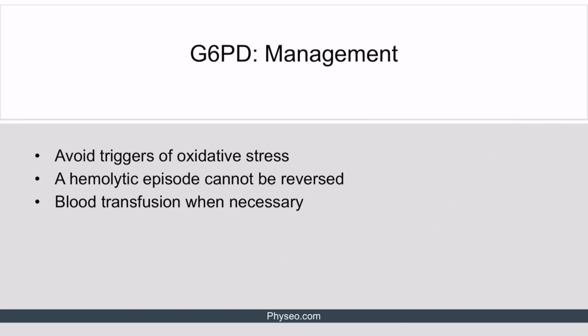Now let's move on to treatment. The mainstay of G6PD deficiency management is to avoid triggers of oxidative stress. When a hemolytic episode is induced, it cannot be reversed. However, the agent that caused the episode should be identified and removed as soon as possible. Blood transfusions can also be performed when necessary.